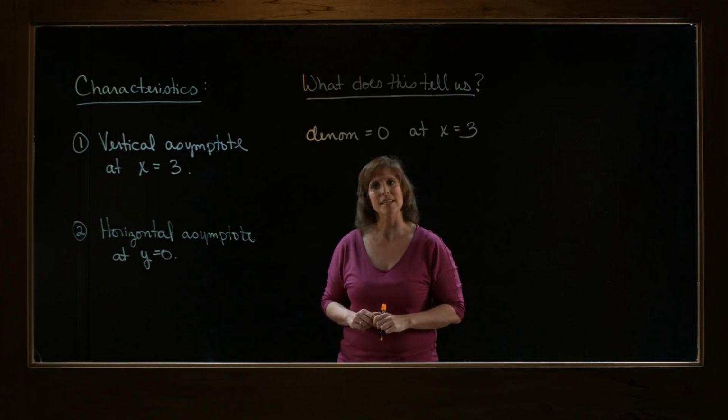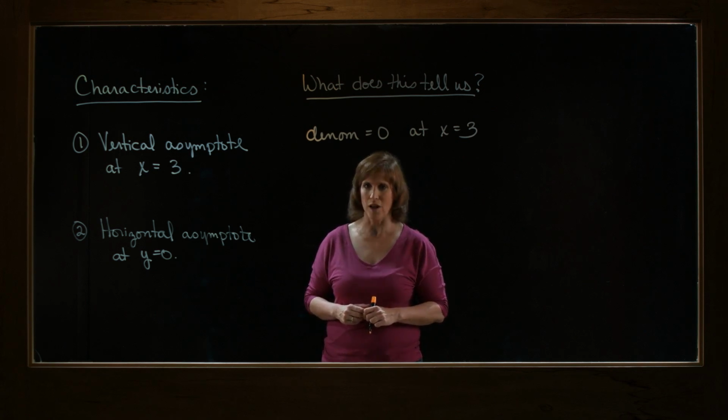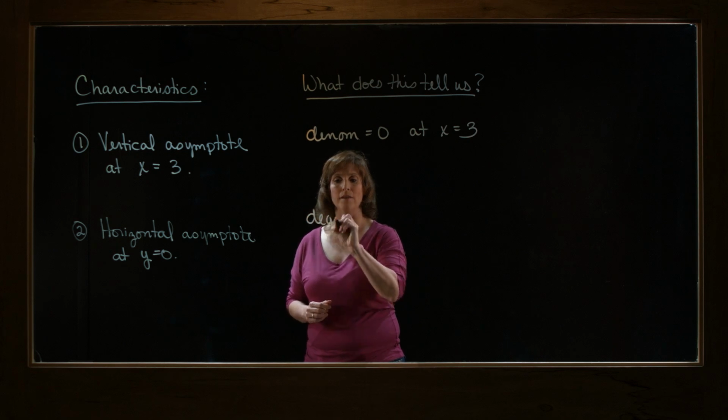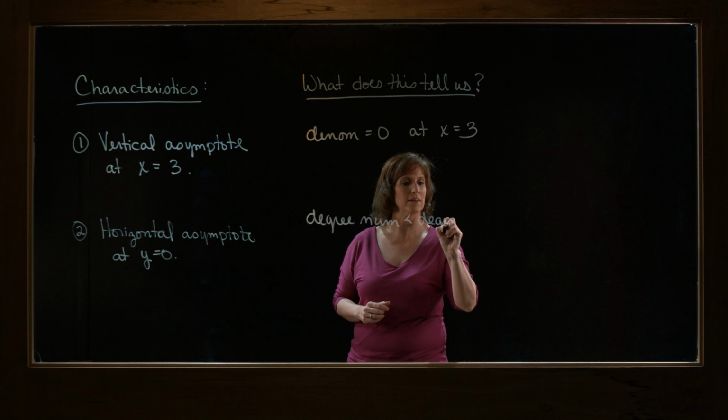The second characteristic tells us that there's a horizontal asymptote at y equals 0. Again, when do graphs have horizontal asymptotes? That happens when the degree of the numerator is less than the degree of the denominator.